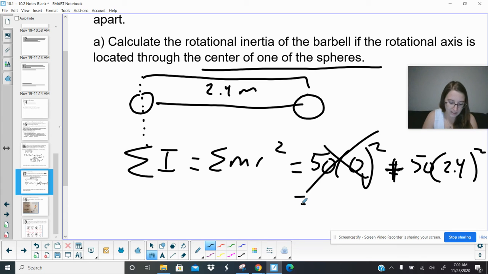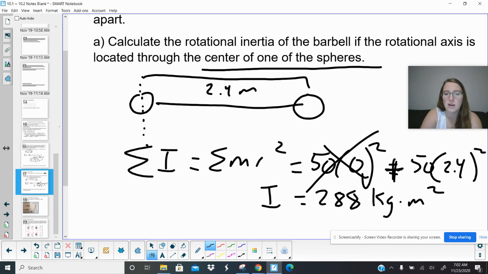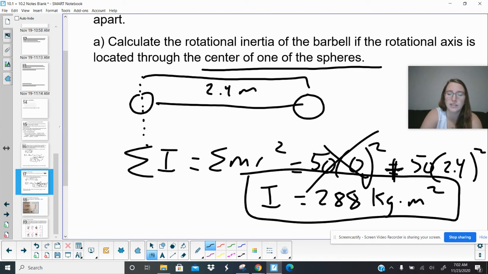So we have 50 times 2.4 squared. So this has a rotational inertia of 288. Again, this is kilograms times meters squared, but we don't necessarily need to know that. You can leave that off, that's fine.